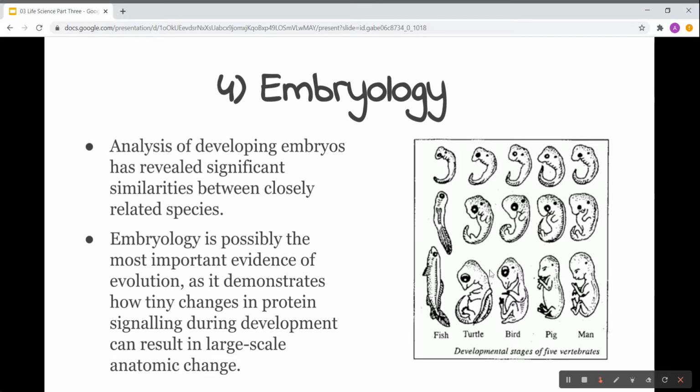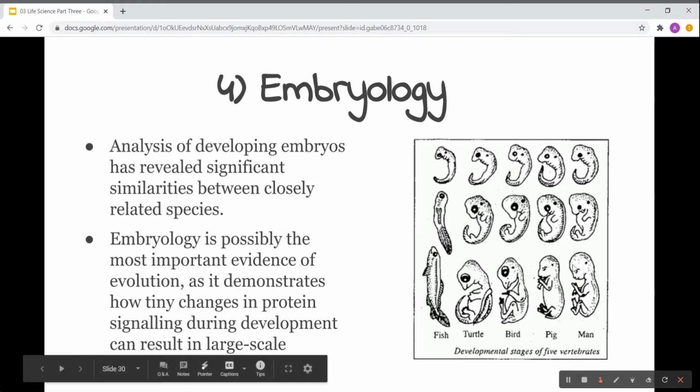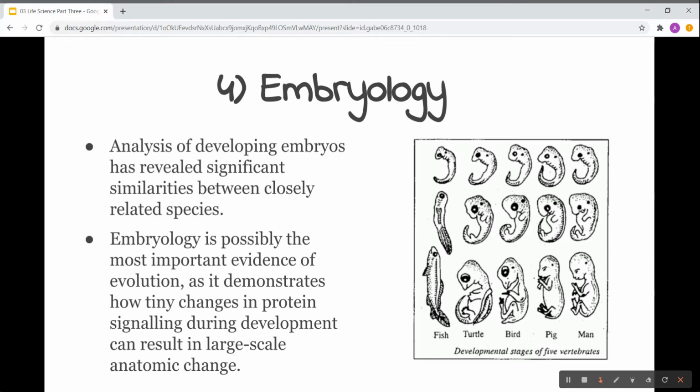Okay? So the turtle, the bird, the pig, and the man are all very similar until you get to here, where the shape of the face is different. And the fact that a turtle has a tail and a bird has a slight tail. We have a tail. It's our tailbone. It's just very small. So the fact that the embryos are very similar between related species tells us that they change just slightly based on what we needed, like the adaptations.